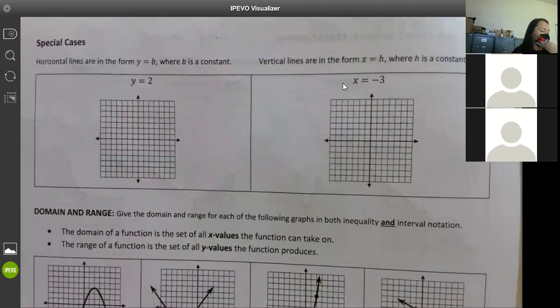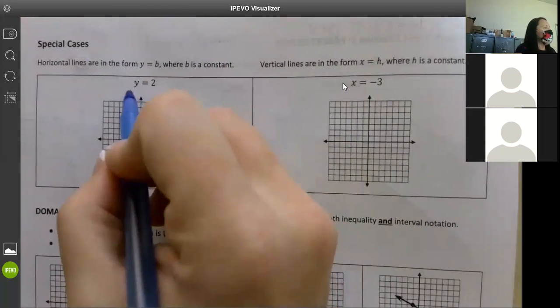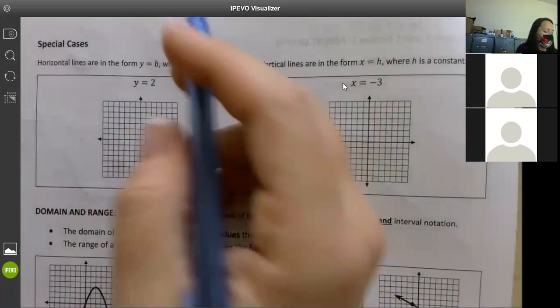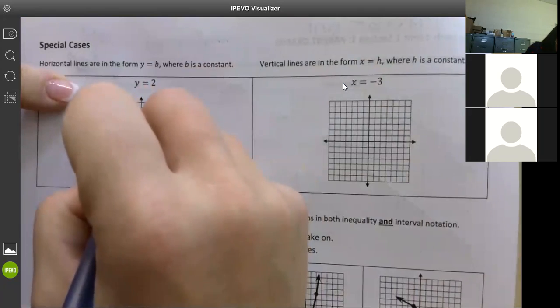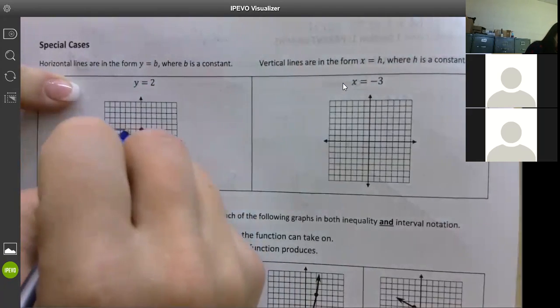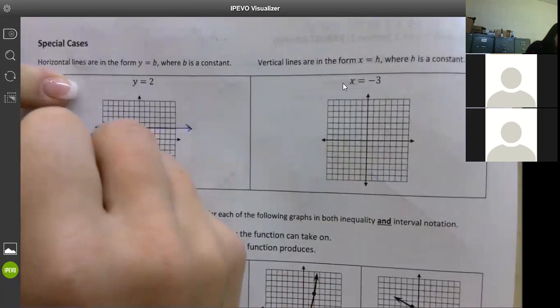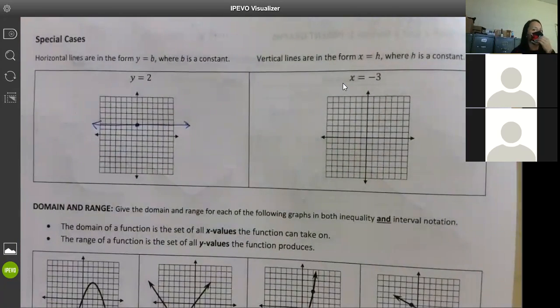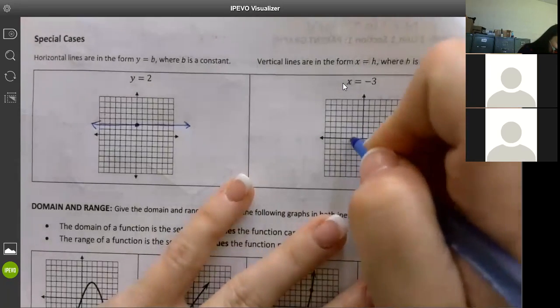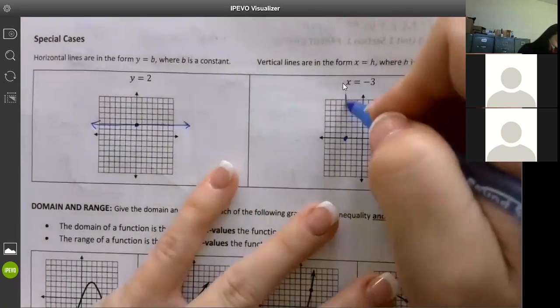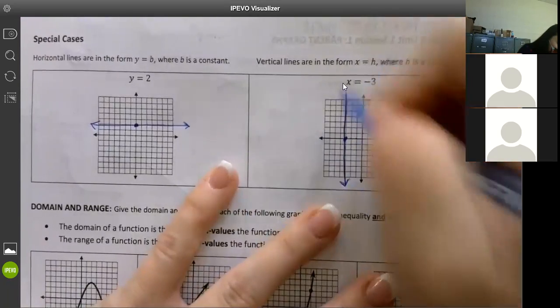So horizontal lines have the equation y equals, it's always y equals, because it crosses the y-axis at 2, and that's the only axis it crosses. So it's going to look like this. It crosses the y-axis at 2. The next one says x equals -3. That says it crosses the x-axis at -3. So 1, 2, 3, that's where it crosses, and it only crosses the x-axis.